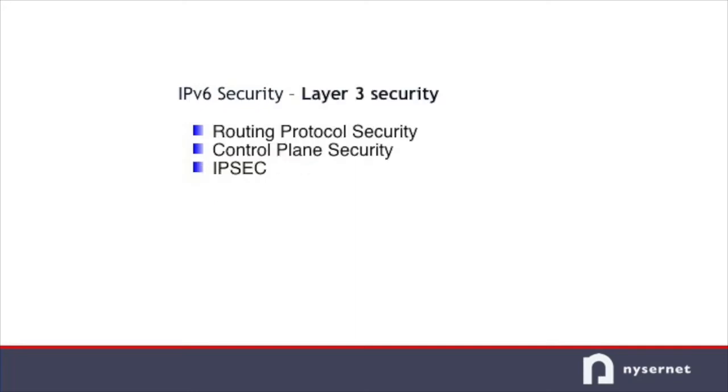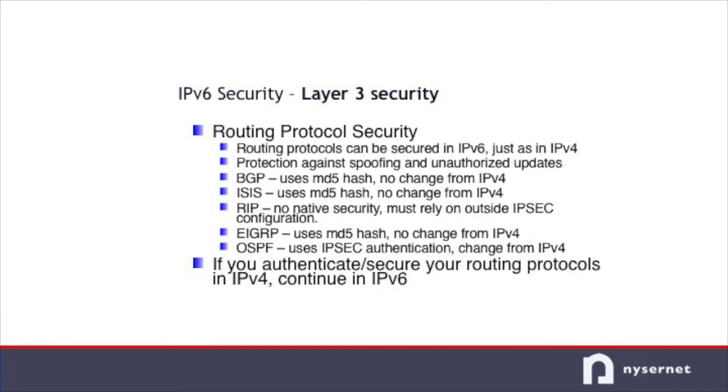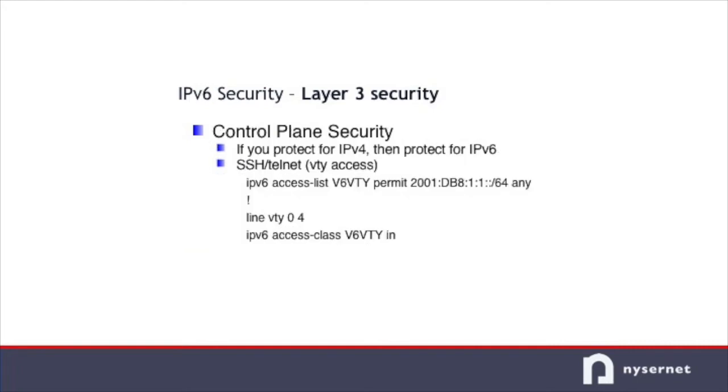Layer 3, routing protocols, some control planes, and again, some IPsec, because I wasn't really bashing IPsec before, because IPsec is perfectly fine. So we will talk about how to implement it. Routing protocols. How many people secure their routing protocols in v4? Yeah, you can secure them in v6, in pretty much the same way that you're doing it, except for OSPF, which changes from MD5 hash to IPsec. Otherwise, if you're doing MD5 hashes for your v4 BGP, you can do MD5 hashes for your v6 BGP.